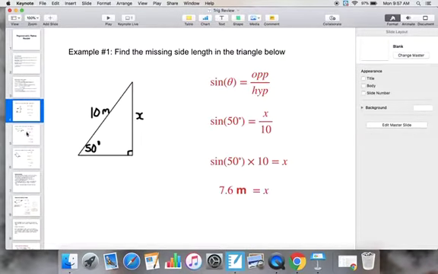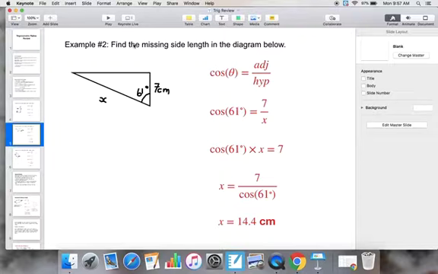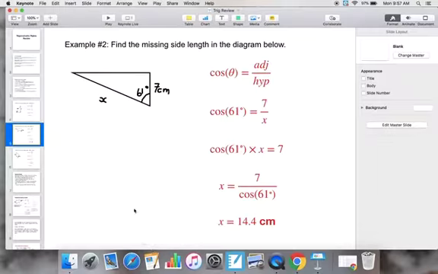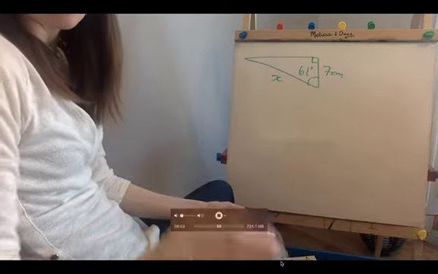So let's just take a look at a different type of example now. In this one, we are solving for the hypotenuse. So again, we'll redraw that triangle, and I'll show you how we would solve that. Okay, so we've got, again, a right angle triangle. Can't use these trig ratios unless it's a right angle, so it's a good thing. The side length is 7, the hypotenuse is x, and we have a 61-degree angle here. All right, so that's what we have.